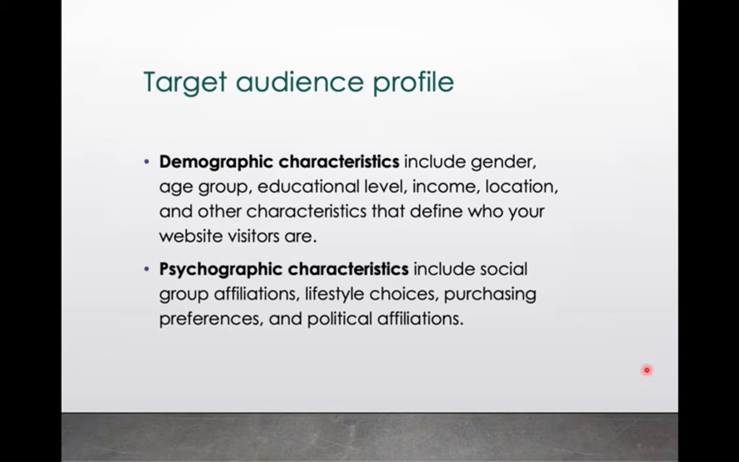So we want to find out the demographic and the psychographic characteristics. Demographic includes gender, age group, education level, income, location, and other characteristics that define who your website visitors are. Psychographic is a little more vague, like what social groups might they be affiliated to, lifestyle choices, purchasing preferences, and political affiliation. So all of this paints a picture of the type of person, what they expect from your website, and how they expect to interact with your website.